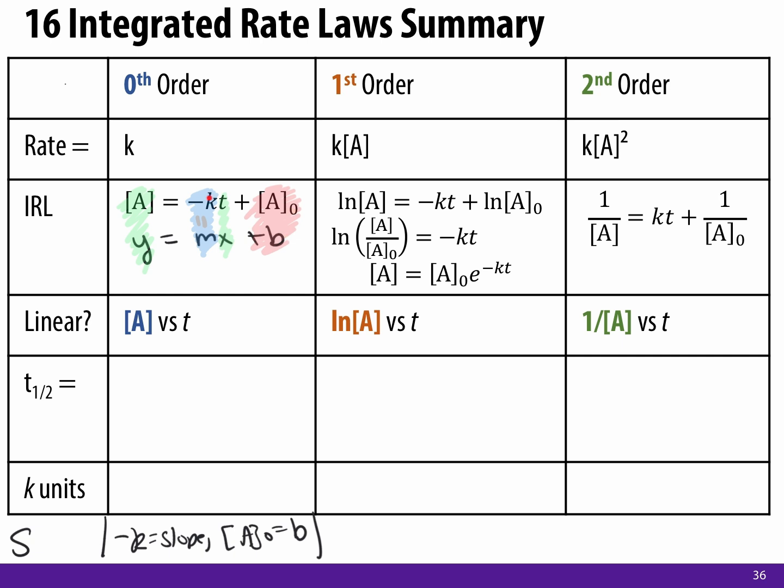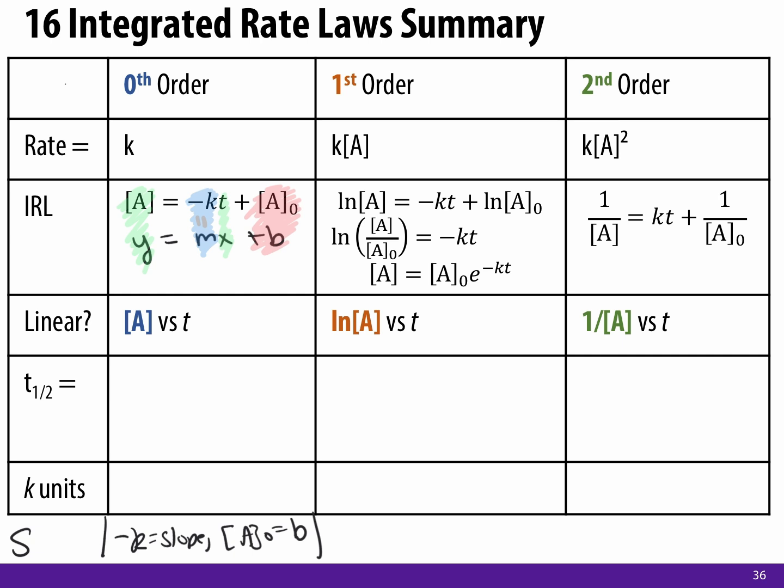We'll see that it is pretty much always the case that the slope is equal to k, either with a plus or negative sign on it, so we always get k from the slope. The y-intercept always gives us information about the initial concentration. In this case, the y-intercept is equal to A naught, but we can see what that looks like for the other couple of rate laws too.